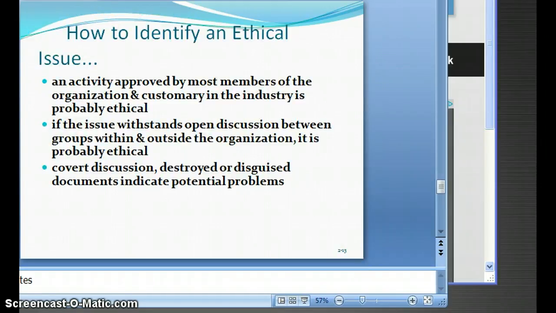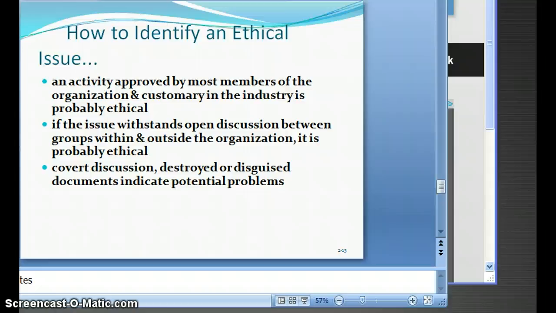The first step in doing the role play really is following the case method that we put on the web under content, and that first step is identifying an ethical issue, and that's what you want to start with in this case. So how do you get started identifying an ethical issue? Well, first look at the activities that went on in the case study that you're analyzing on page 69, and if you find that an activity is approved by most members of the organization, or you can argue it's customary in the industry, then it's probably ethical.